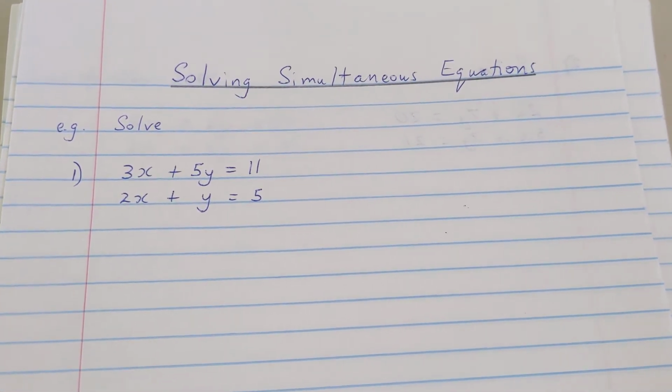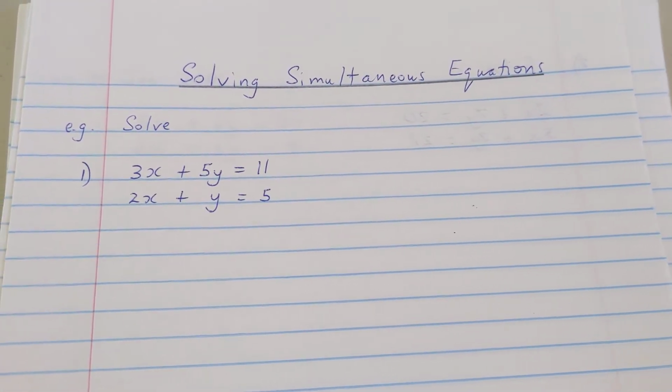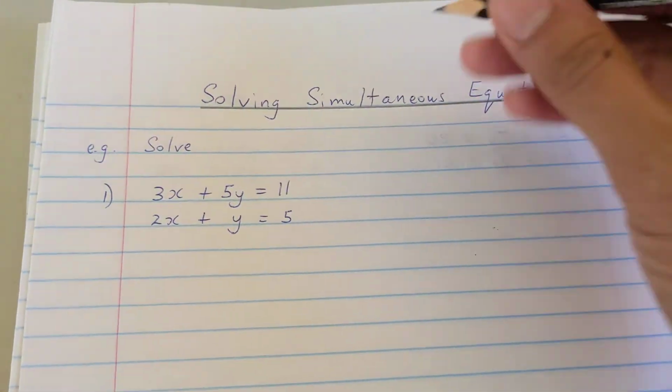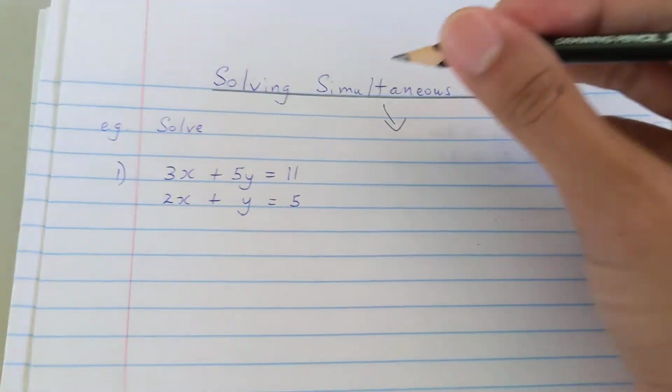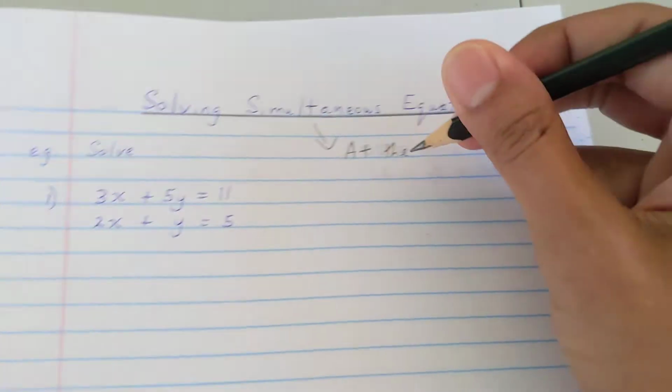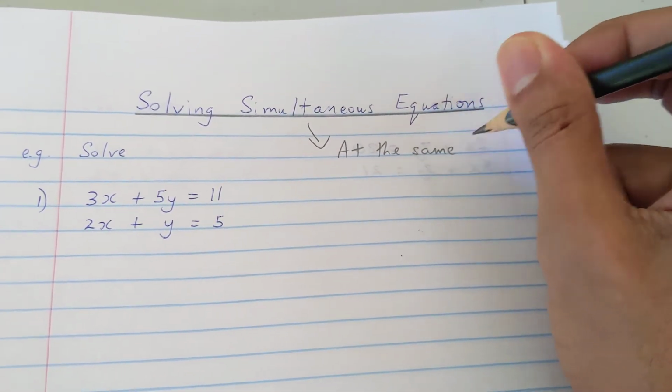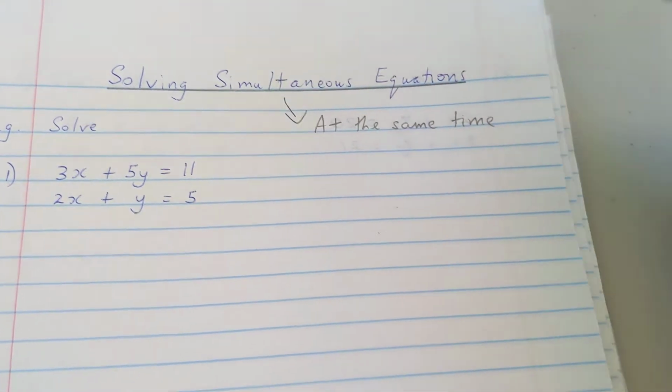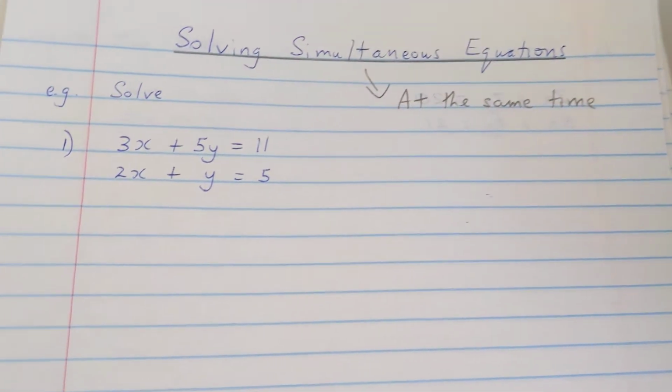Good day. So today we're going to look at solving simultaneous equations. The definition of simultaneous is important. Simultaneous means at the same time. So at some point, because we have simultaneous equations, we have to use both equations at the same time. That's what the word means.